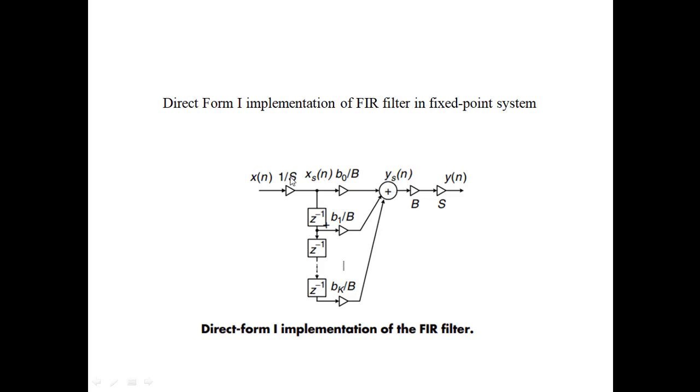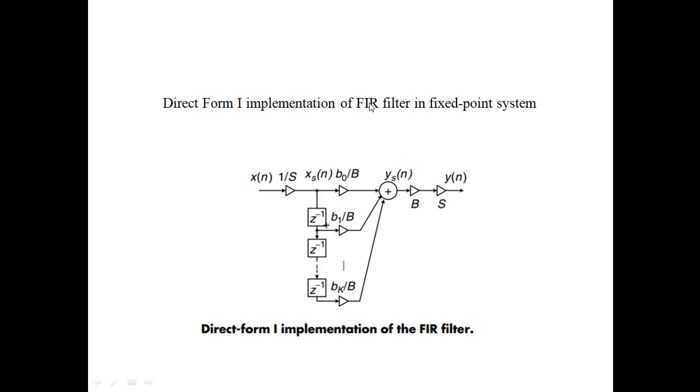Now since we scaled down both the input as well as the filter coefficients, across the output we have to scale up those samples accordingly. So we'll be scaling up with the factor of B, because what is B? B is the scaling factor for the filter coefficient, and again we are scaling up with the factor of S, and what is S? S is the scaling factor for the input signal. The output of this scaled up version is actually our desired output y of n.